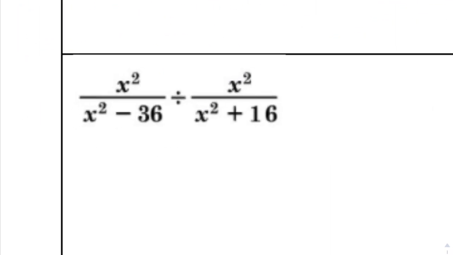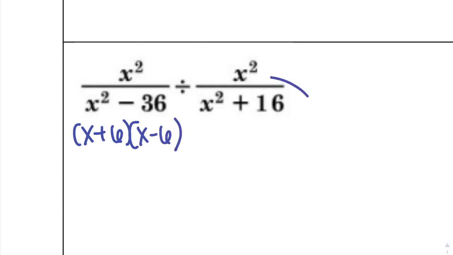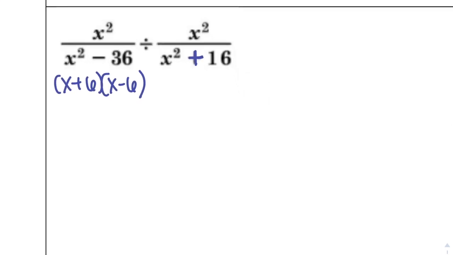Okay, taking a look at this one, start by factoring. There's nothing to factor there. This right here would factor to x plus 6 times x minus 6. And that's not a difference of squares. That's a sum of squares, so I can't do anything with that. So that's it. So looking at my denominator, if I look at that part, x cannot equal positive and negative 6.